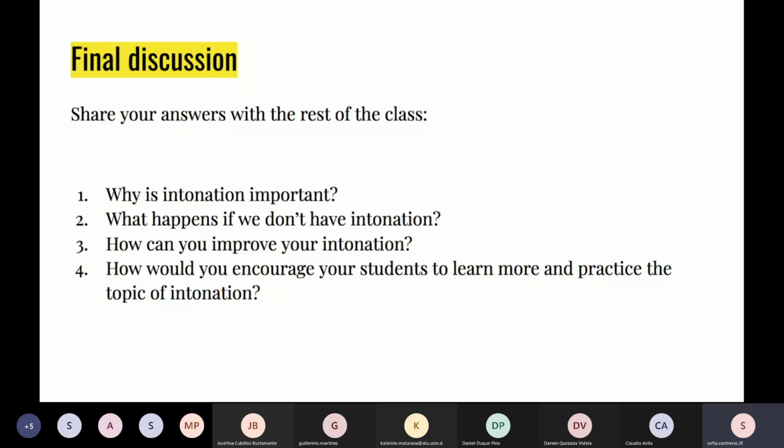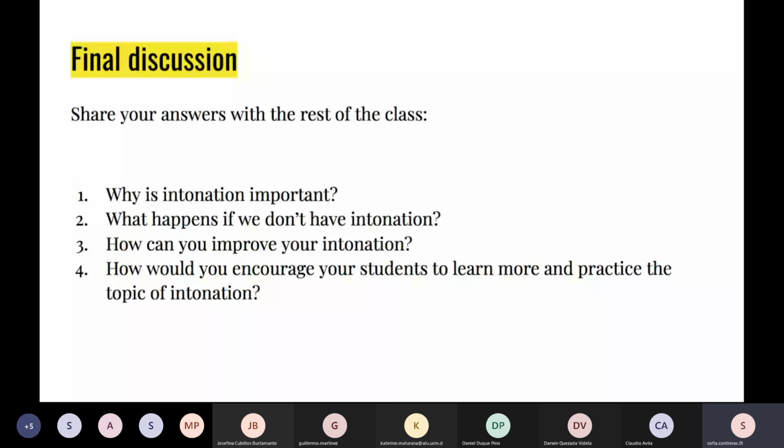Let's go with number three. How can you improve your intonation? What can you say? Practicing the word you're emphasizing, or trying to hear natural speakers talking, native speakers, I mean, and try to see what they are trying to say and try to imitate maybe the intonation. Exactly, Claudio. To listen to native speakers and to try to imitate their accents and their intonation patterns, that's a perfect way to improve our intonation and to practice intonation.